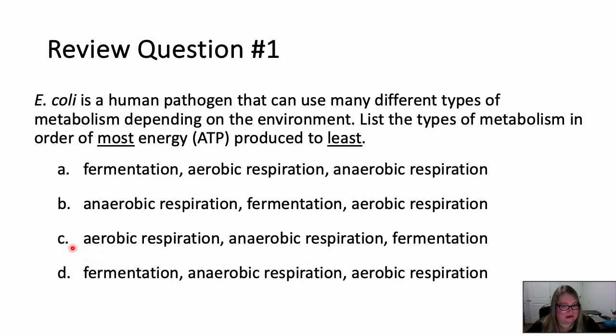This is a good question to know for the exam, and it can be easily flipped, right? So if this question said to order the types of metabolism from least energy produced to most, well, then we're going to need fermentation first. So A or D is going to be the answer. But we know that anaerobic is the middle guy. It makes more than fermentation, but less than aerobic. So the answer for that type of question would be D. So really good question to know.